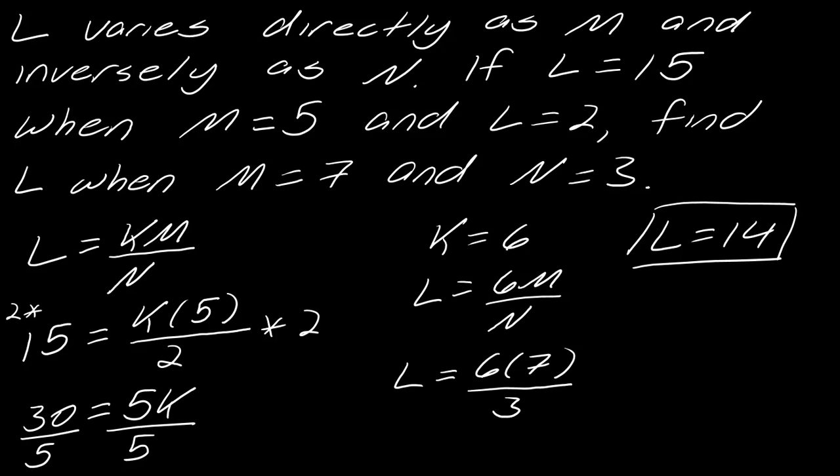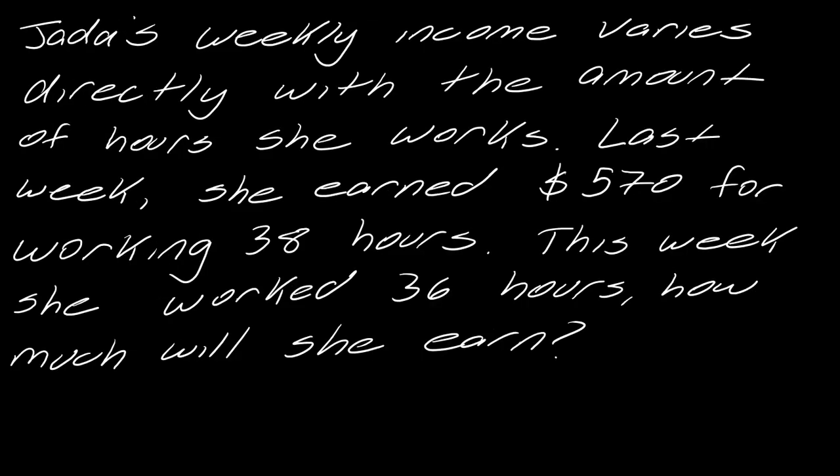Okay, so that should really give you a good idea of how these work. One other way you can see these sometimes is as word problems like this. I'll read it with you. Jada's weekly income varies directly with the amount of hours she works. Last week, she earned $570 for working 38 hours. This week, she worked 36 hours. How much will she earn? When you read this, it's literally the same as all the other problems. It's just now we put it in context.